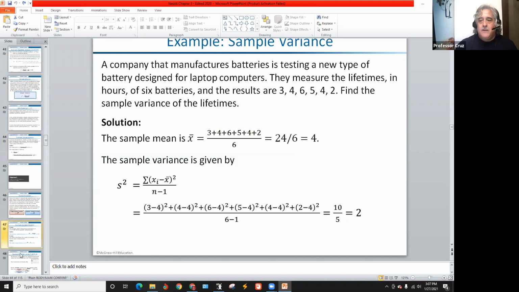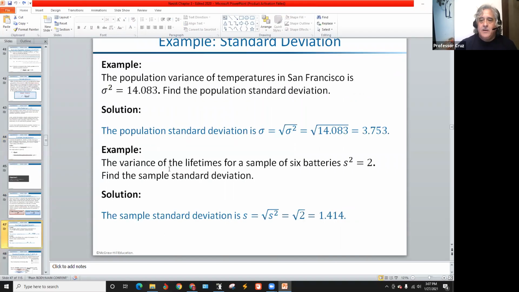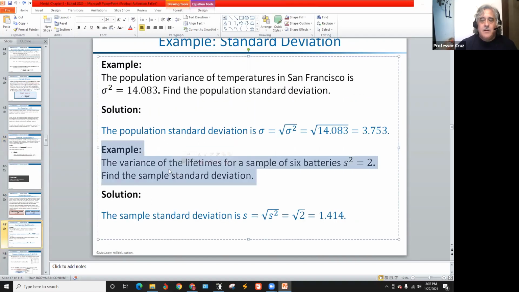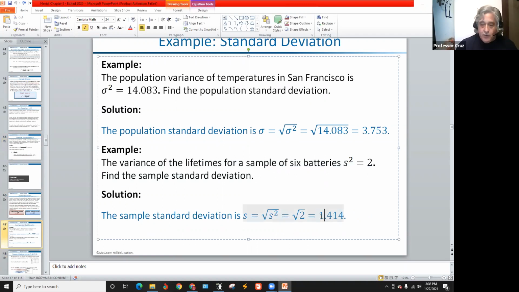Now, finding the standard deviation is one more step, and it's the exact same thing no matter whether it's for the population or the sample. It's just taking the square root. So the square root of 2 means that the sample standard deviation is 1.414.